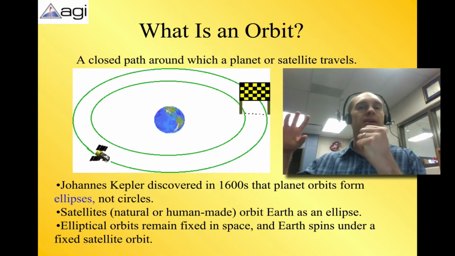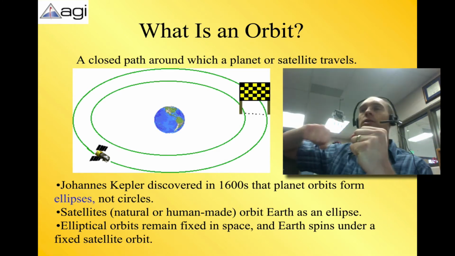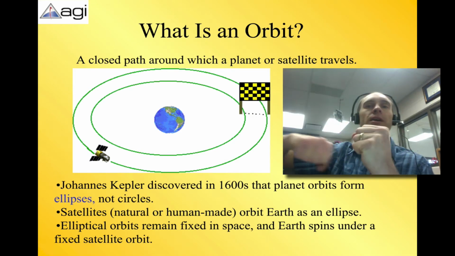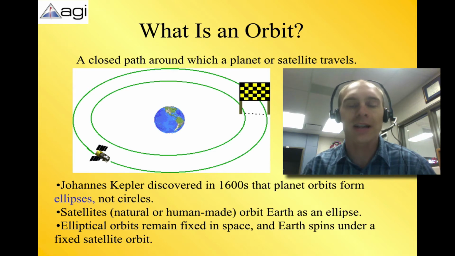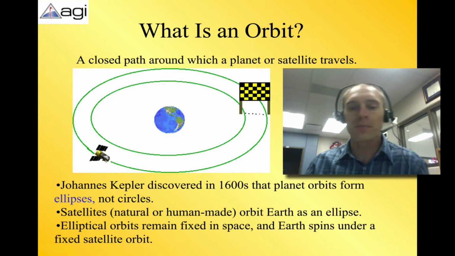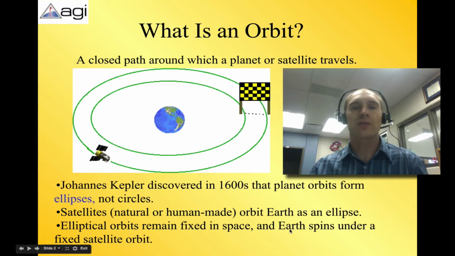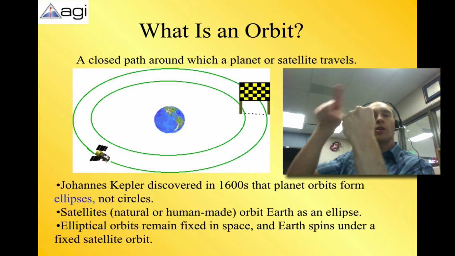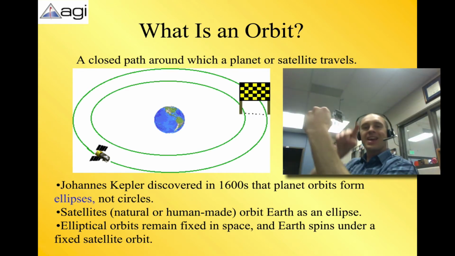But when something is captured, a flyby captured by the gravitational attraction of a planet, it is never going to become fully, perfectly circular. So know that natural satellites are elliptical, but human-made could be circular. Elliptical orbits remain fixed in space. So if you have an orbit that's going around the Earth like this or like this, no matter where the Earth is around the sun, that orbit is still the same.